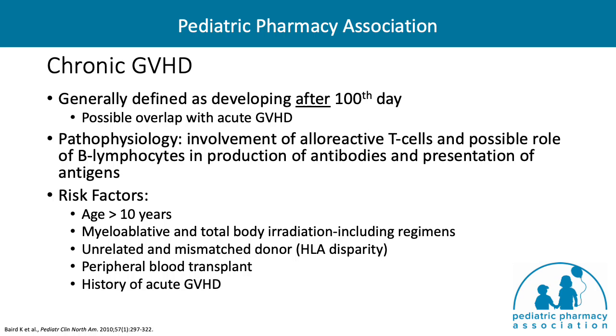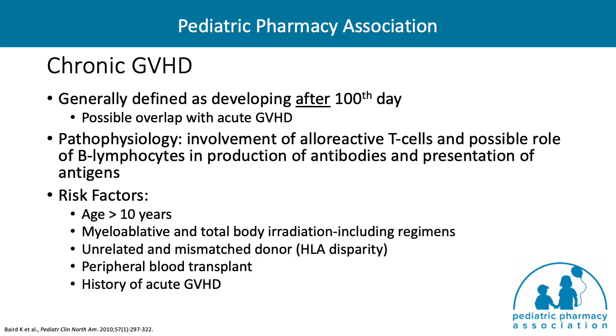Over time, as alluded to previously, the definition of chronic GVHD has changed due to our improved understanding of the pathophysiology and clinical and histologic changes seen. So historically, chronic GVHD has been defined as developing after the 100th day. However, there is possible overlap with acute GVHD since the histological and clinical changes can happen earlier post-transplant and overlap with acute GVHD. The pathophysiology of chronic GVHD is complex, but there are many hypothesized mechanisms.